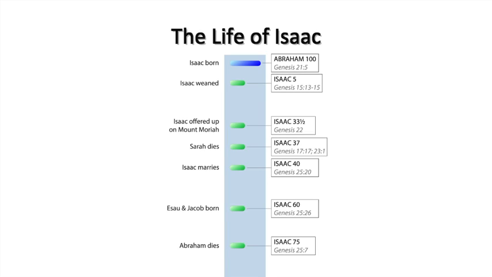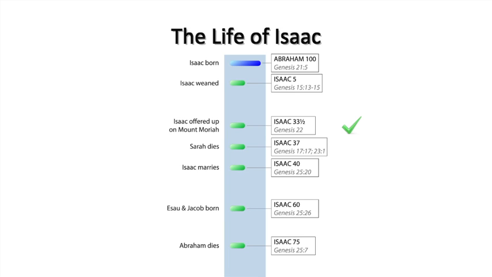This is my speculation, but I believe that Isaac was offered up by Abraham on Mount Moriah when he was aged 33 and a half. Why? Because he was a type of the greater seed of Abraham, that's Jesus, being offered up by his father 2,000 years later at the very same place. And that's recorded in Genesis 22.